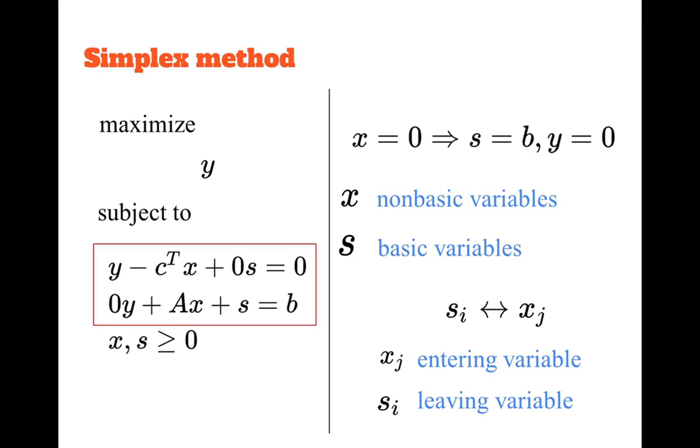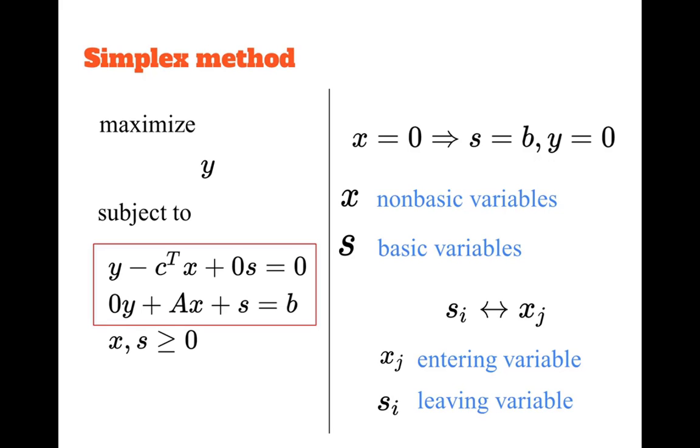One more thing, the objective function can also be considered as an equality constraint that I wrote in the red box. A very simple solution to this system of linear equations is that x is 0, y is 0, and s is the vector b. In this case, s equals the basic variables and x equals the non-basic variables. However, the solution x is 0 and y is 0 is not the optimal solution that we need.